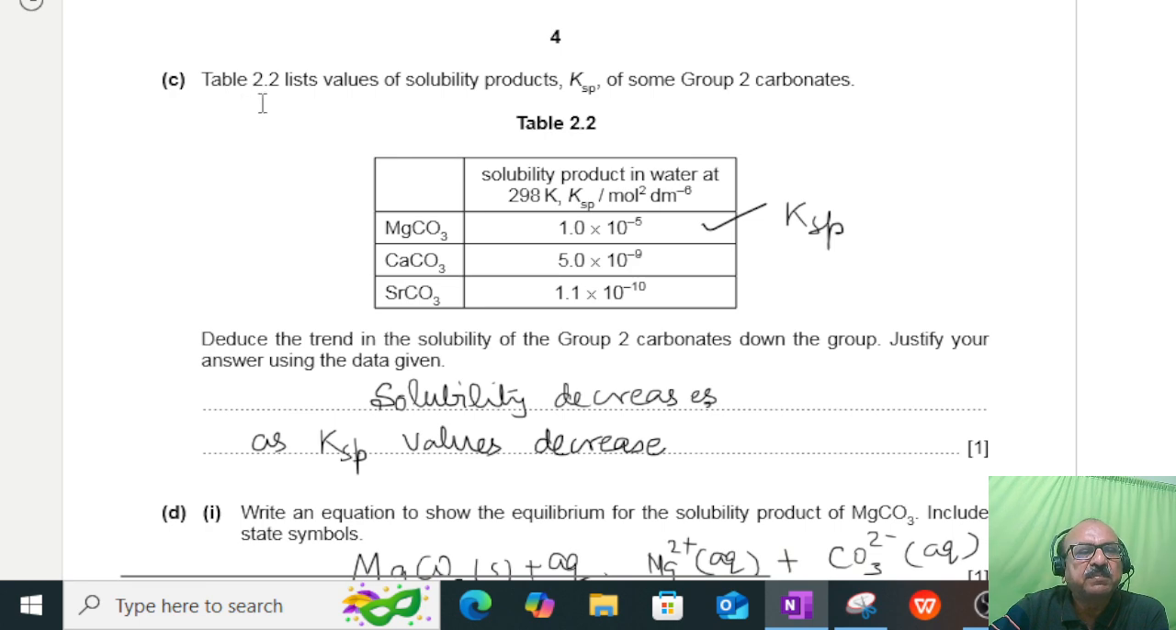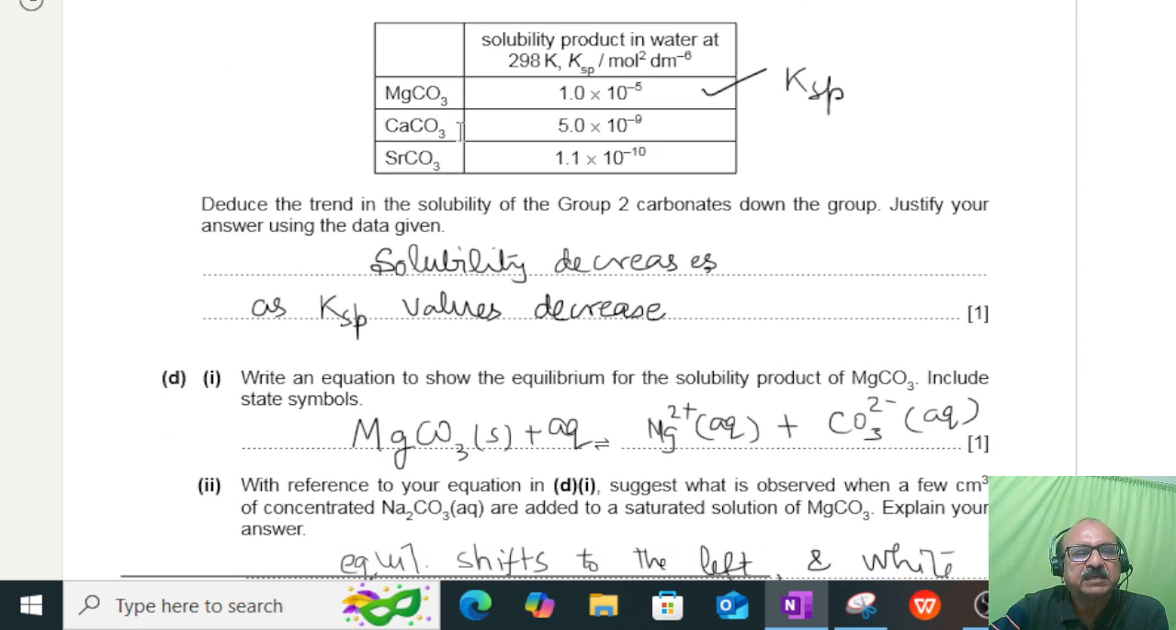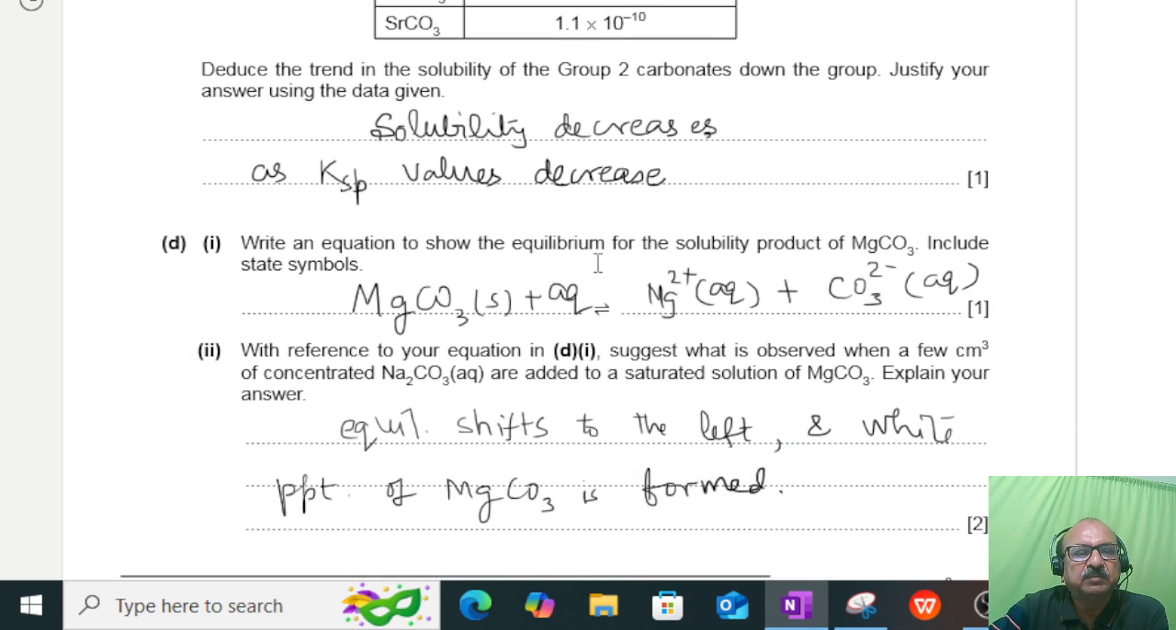Then we go on to the C part. You have been given the KSP values of the various carbonates, and you have to say whether the solubility increases or decreases. As you can see, it is becoming a more negative value, that means the solubility decreases, and the reason is that the KSP value also decreases, so the solubility decreases. Write an equation to show the equilibrium for magnesium carbonate. So when magnesium carbonate solid dissolves in water, it forms Mg2+ aqueous and carbonate ion CO3 2- aqueous.